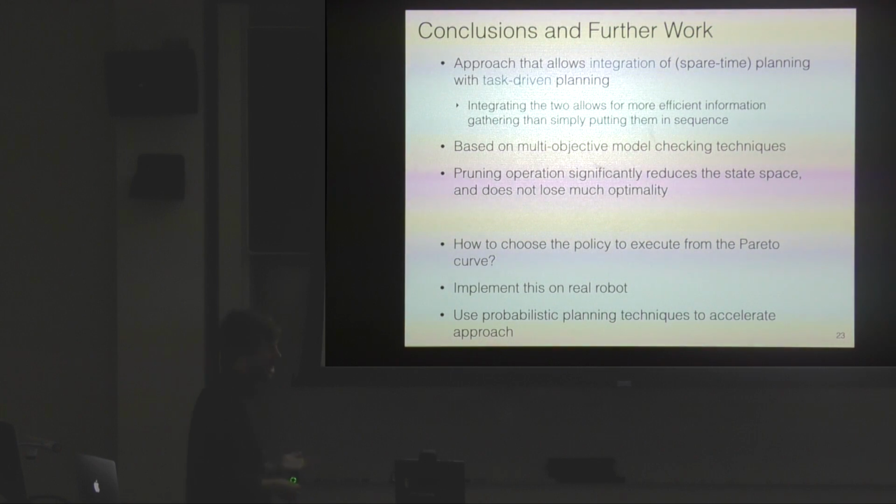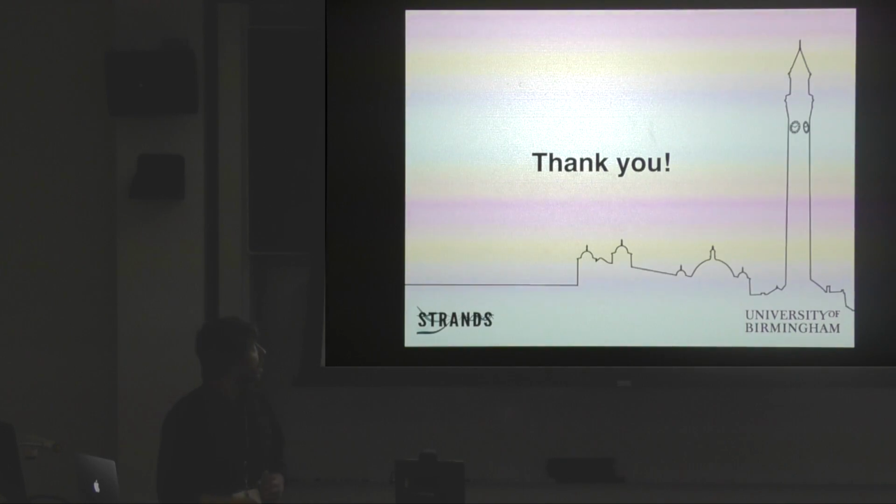And this is still not online, as I guess you noticed. We're still taking in the order of 20 minutes to calculate the policy. I think if we start using some probabilistic planning and MDP heuristic search techniques, we can make this faster, and we are also working on integrating this kind of technique into our approach. And that's it. Thank you very much.